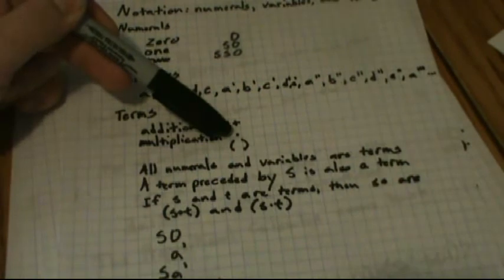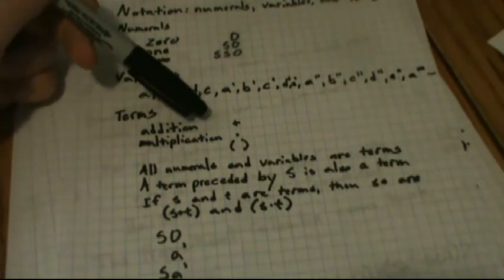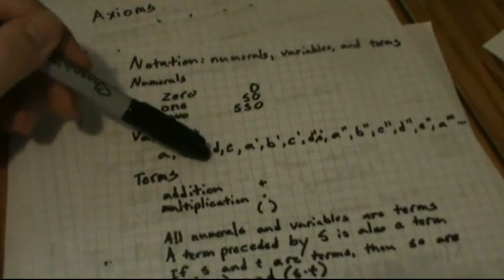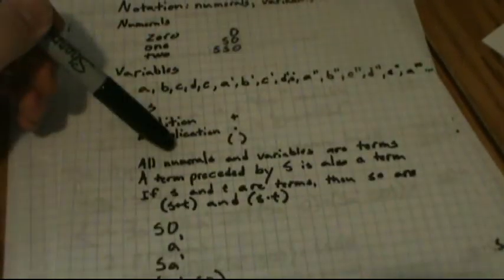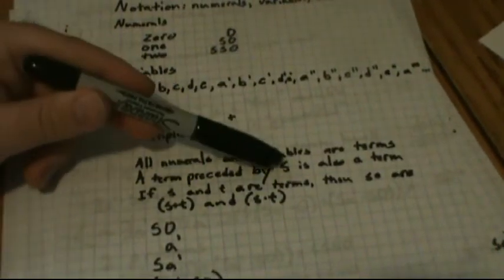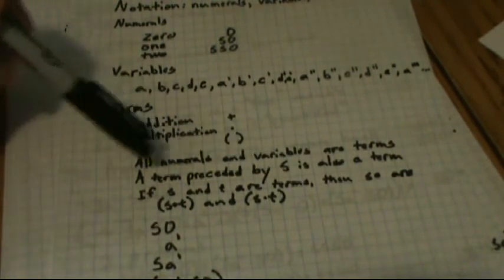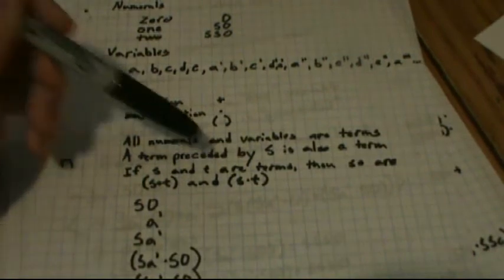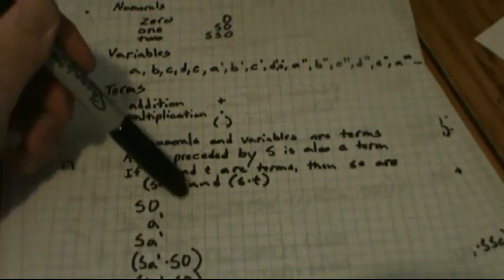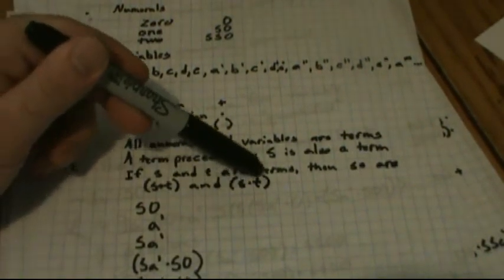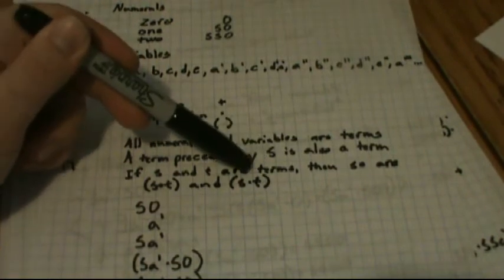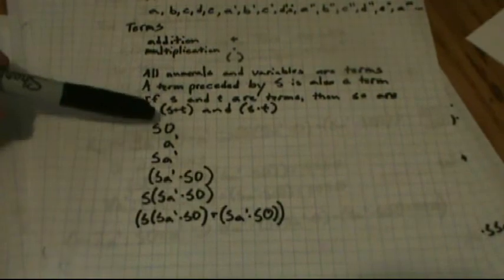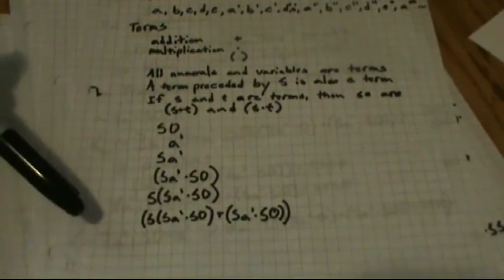We're using familiar symbols for both of these concepts. So the way we define a term: numerals and variables are all terms, and any term that has an s in front is also a term. Then if we have any terms s and t, then (s + t) in the parentheses and s times t are also both terms. I've just got a few simple examples here. So terms can be as short or long as you want them to be.